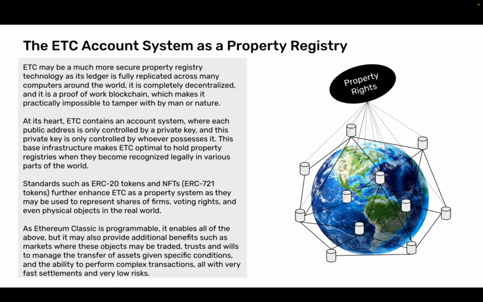Standards such as ERC20 tokens and NFTs, which are ERC721 tokens, further enhance ETC as a property system as they may be used to represent shares of firms, voting rights, and even physical objects in the real world. As Ethereum Classic is programmable, it enables all of the above, but it may also provide additional benefits such as markets where these objects may be traded, trusts and wills to manage the transfer of assets given specific conditions, and the ability to perform complex transactions, all with very fast settlements and very low risks.